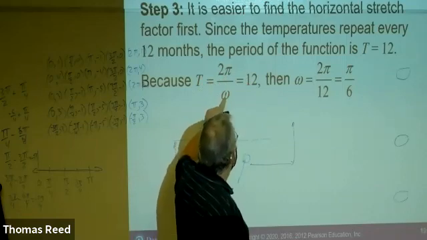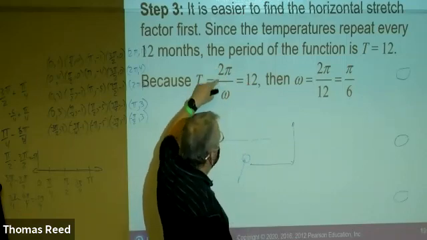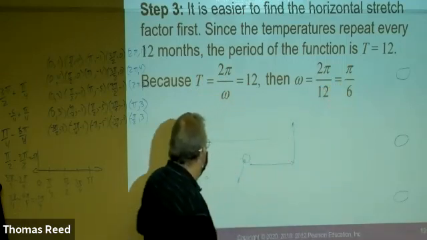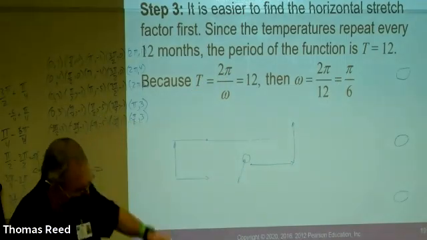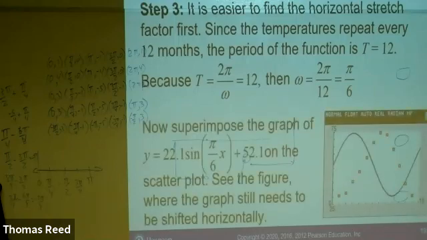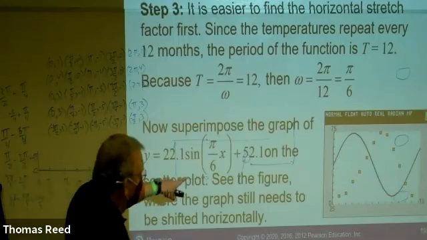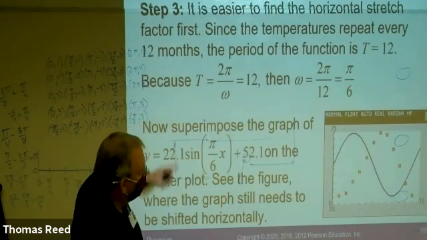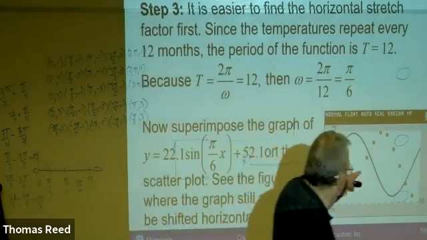You get 2 pi over 12 is what omega is, which is pi over 6. So it got shifted pi over 6. Well, that's the period now. And so they throw that into the function and then graph it. So they're changing the graph each time to see what it ends up looking like.